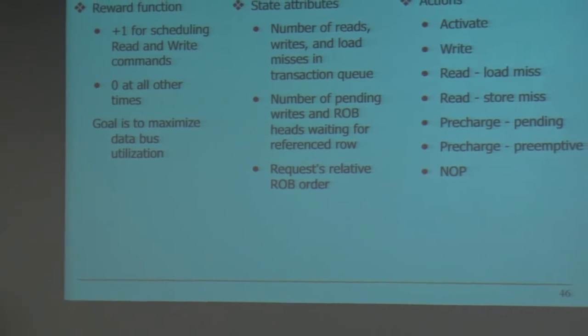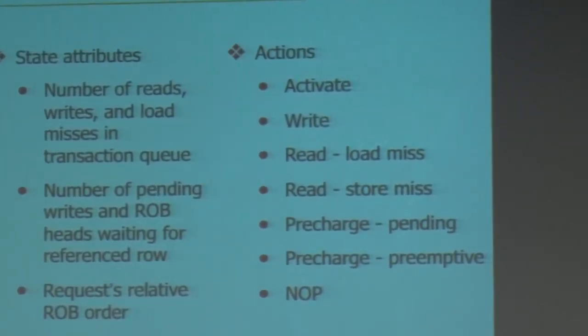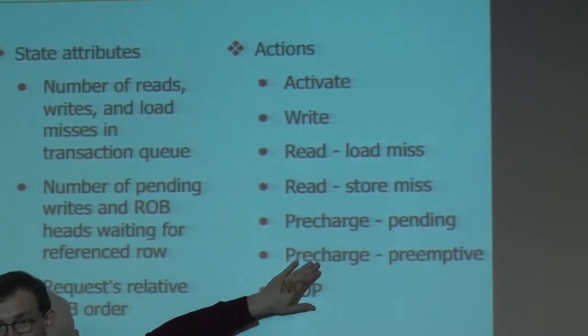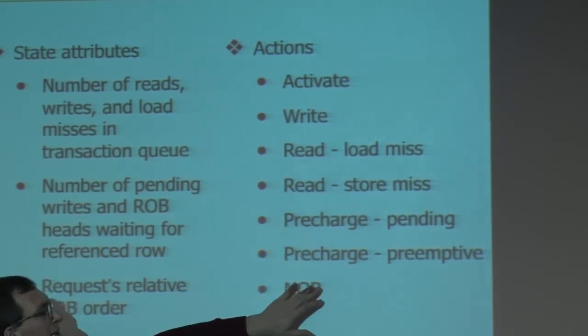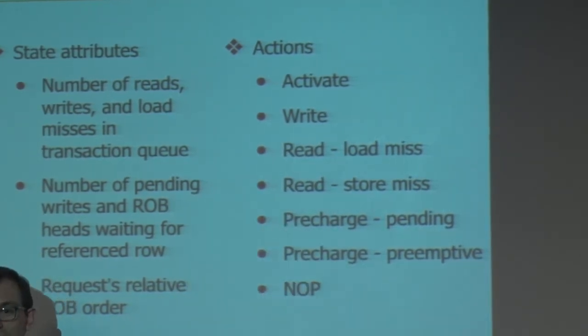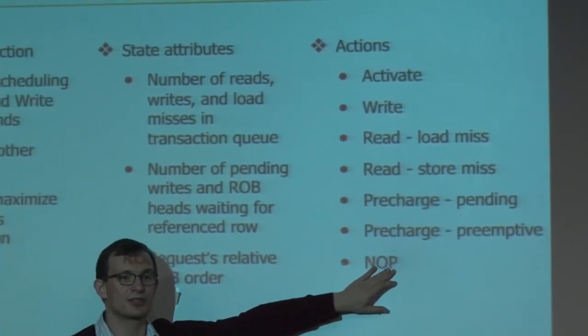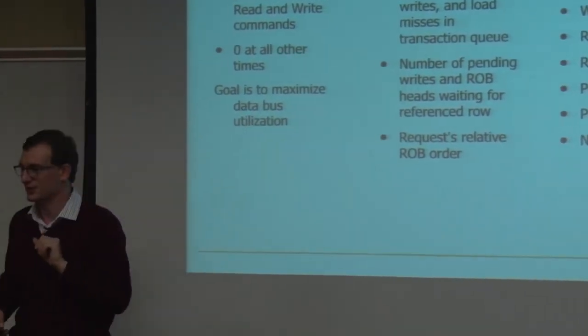And actions are, these are some of the actions that the controller optimizes for. Activate, read, write, read load miss, read store miss, precharge, and preemptive precharge. Precharge pending means you precharge a bank for which there's a pending request. And precharge preemptive means you precharge a bank even though there's no pending request to that bank. And the memory scheduler can also issue a no-op. Sometimes you may want to skip and not do anything, right?